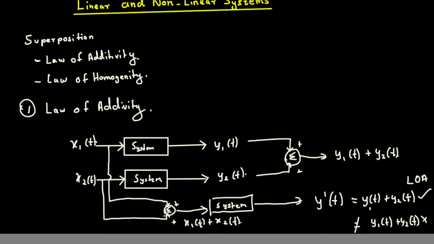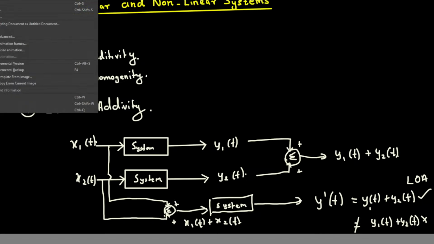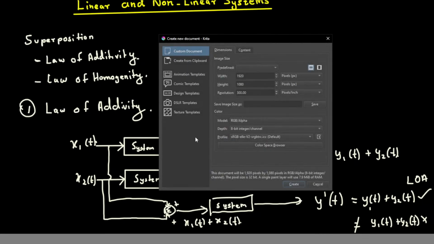Next, we are going to see how the law of homogeneity works. It is exactly similar to this, but instead of addition we do multiplication. So we multiply by a constant. Let's say, the law of homogeneity. For this one, only one input and one output is enough.